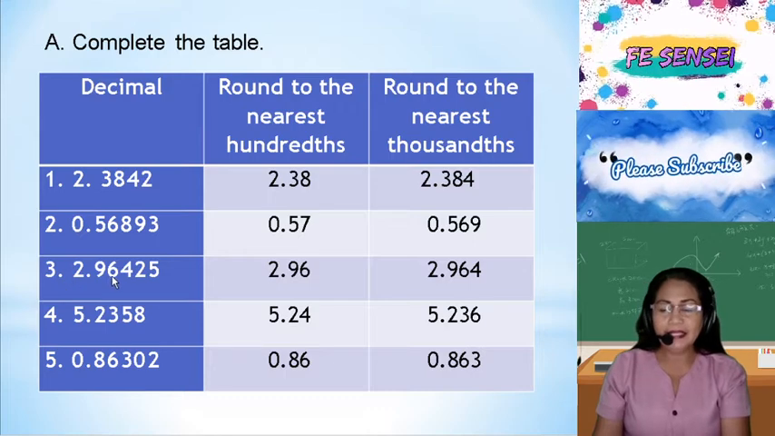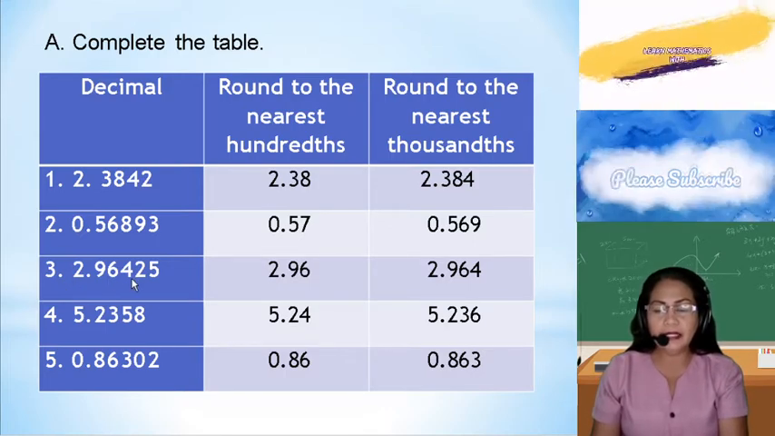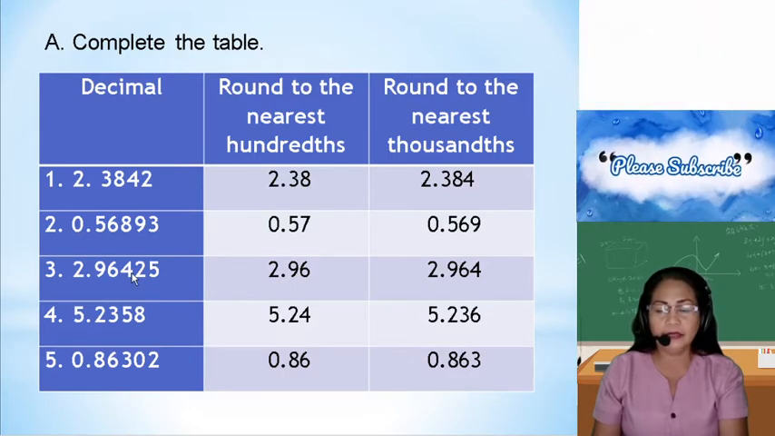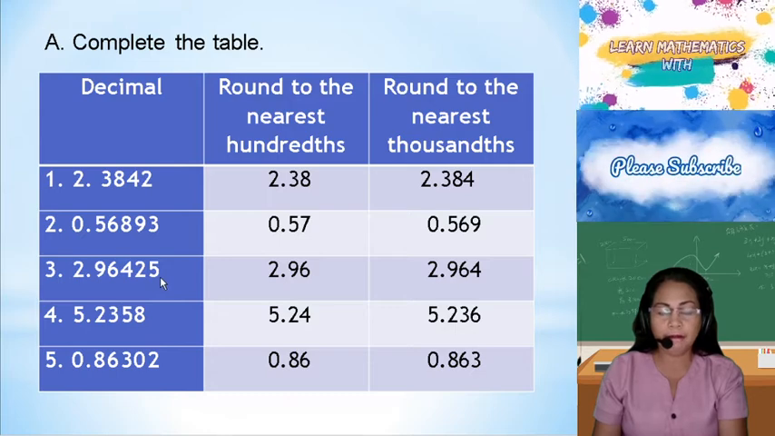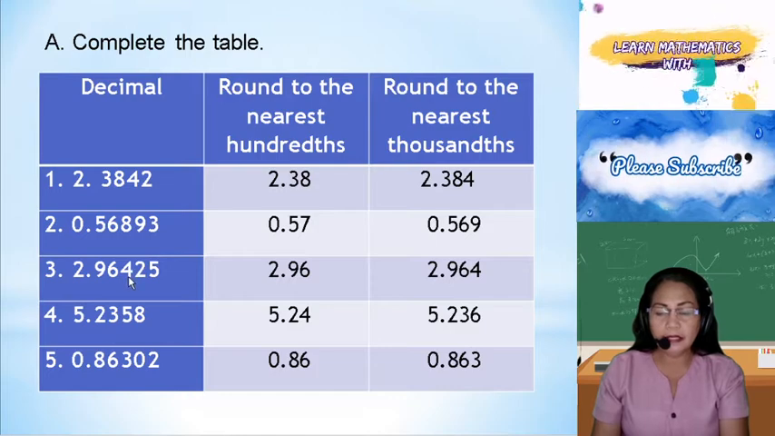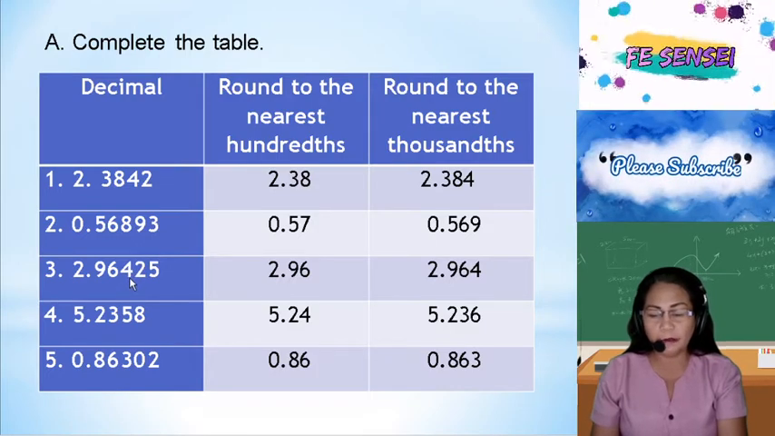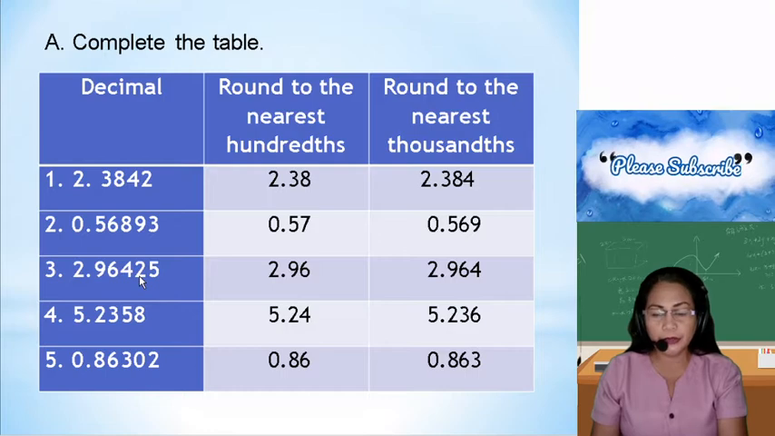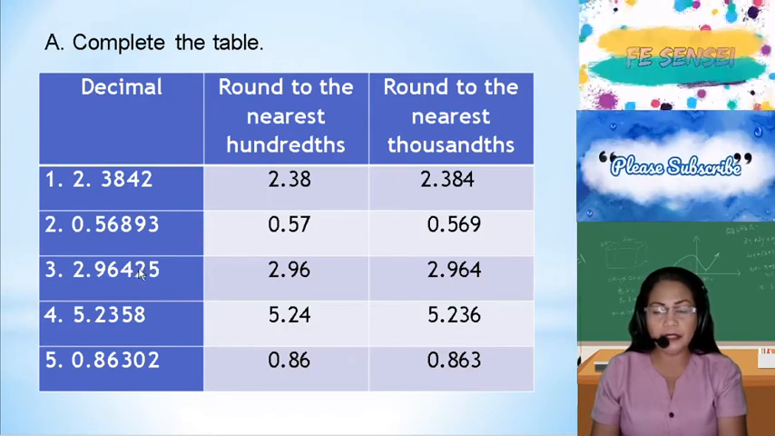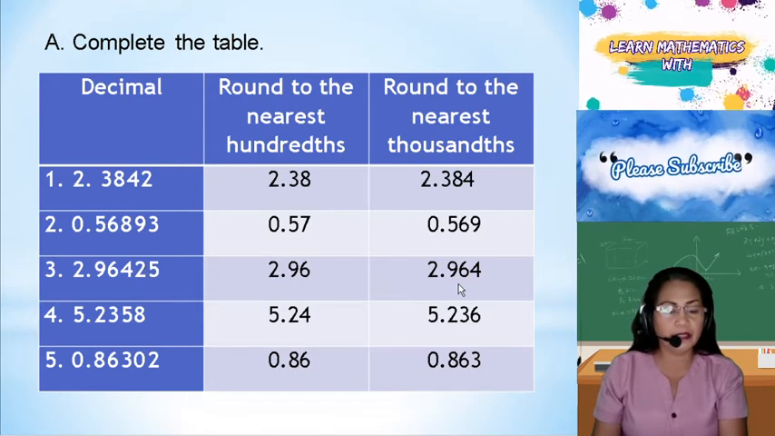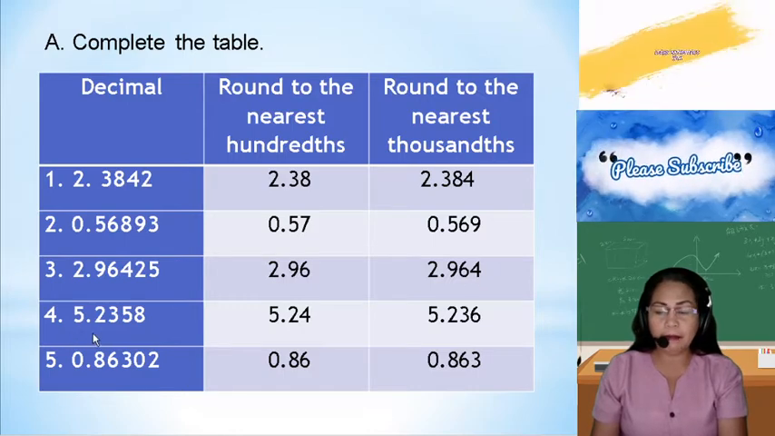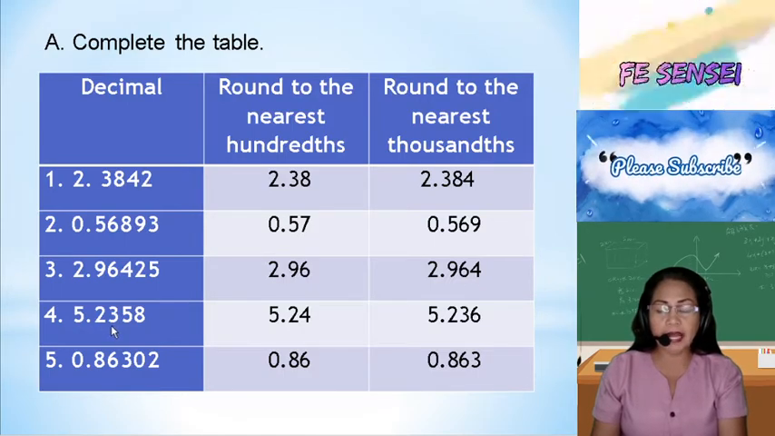Number 3, the number in the hundredths place is 6. The number to the right is 4. Therefore, retain 6 and drop 4, 2, and 5. So the answer is 2 and 96 hundredths. Then the number in the thousandths place is 4. The number to the right is 2. Therefore, it's round down. Retain 4 and drop 2. So the answer is 2 and 964 thousandths. Number 5. The number in the hundredths place is 3.